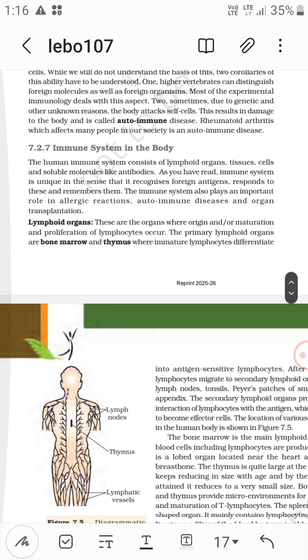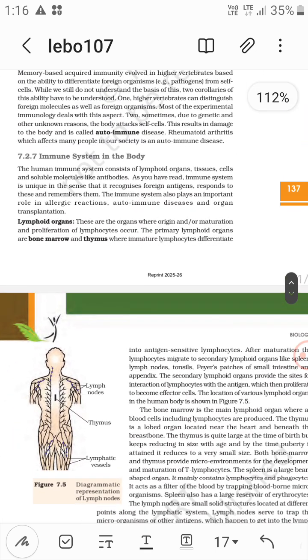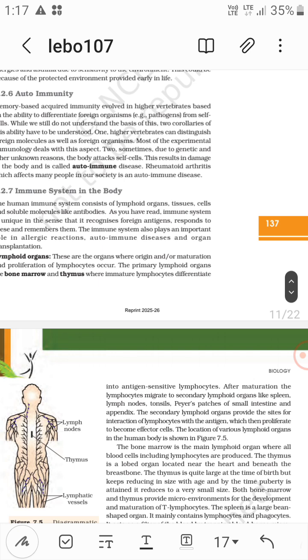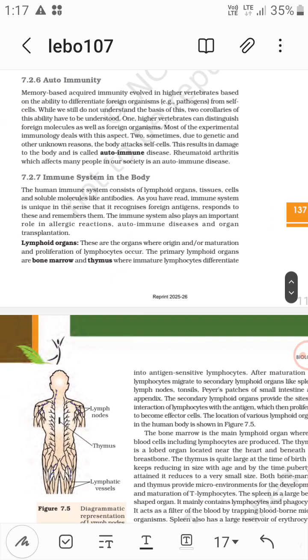Then the immune system in the body. The immune system consists of lymphoid organs, that is tissues, cells, and soluble molecules like antibodies. You have read that the immune system is unique in the sense that it recognizes foreign antigens, responds to these, and remembers them. The immune system also plays an important role in allergic reactions, autoimmune diseases, and organ transplantation.